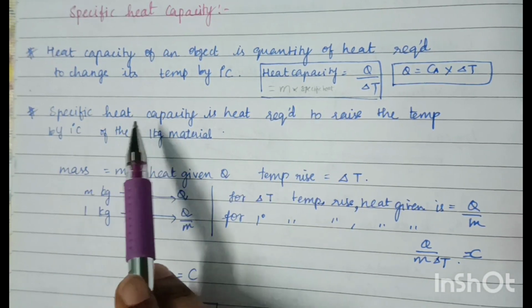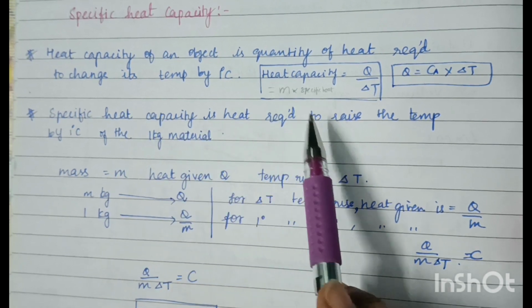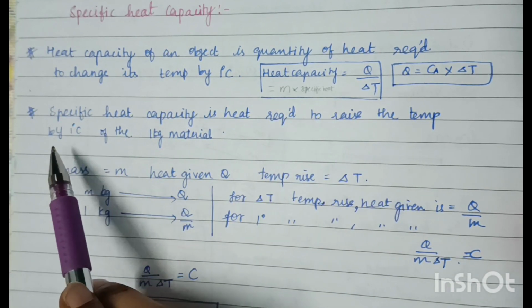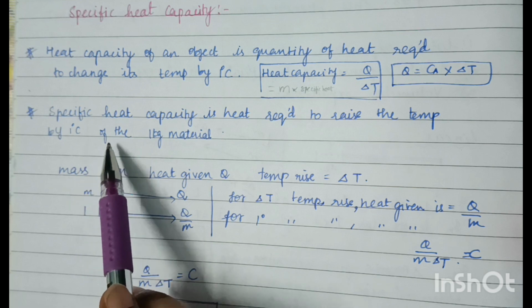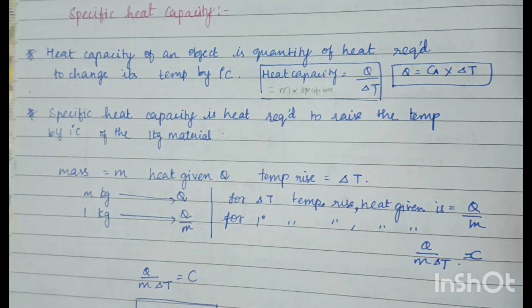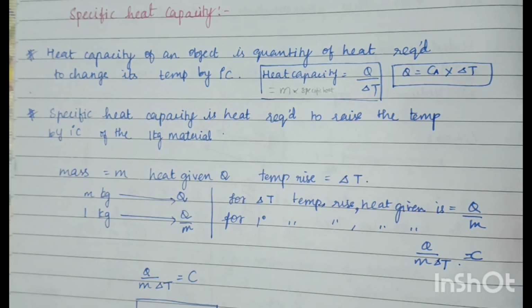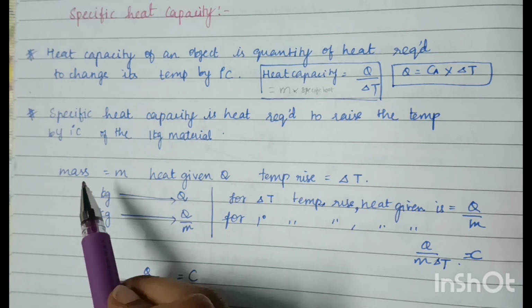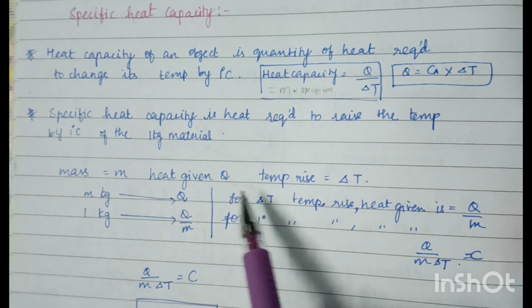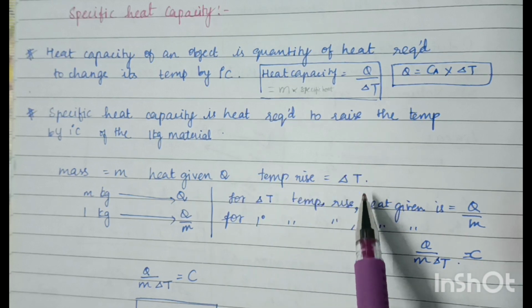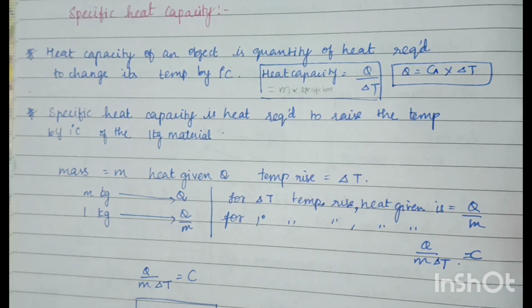Now, what is specific heat capacity? It is the heat required to raise the temperature by 1 degree Celsius of 1 kilogram of material. So here we are considering unit mass, that is 1 kilogram. So that is what specific heat capacity is. Suppose mass is m, heat given is Q and rise in temperature is delta T, then let us see how we get this expression.